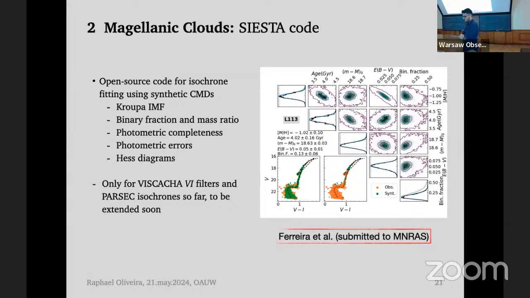And the Siesta code, which is also for isochrone fitting, was also submitted and will be open source. It also has a Bayesian approach. It does synthetic CMDs with all these assumptions here, IMF, binary fraction, completeness, errors, and uses the Hess diagrams with the densities to compare the observations and the synthetic CMD. So you can get the parameters that can best reproduce the distributions of stars in the CMD.